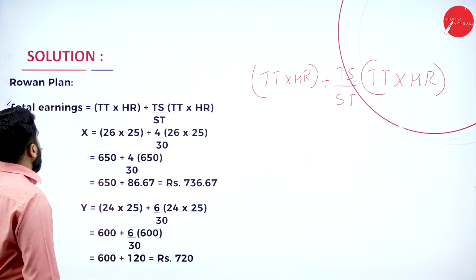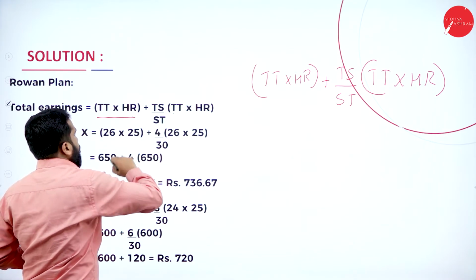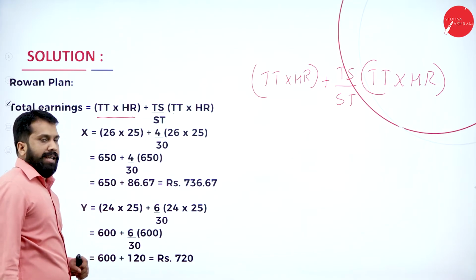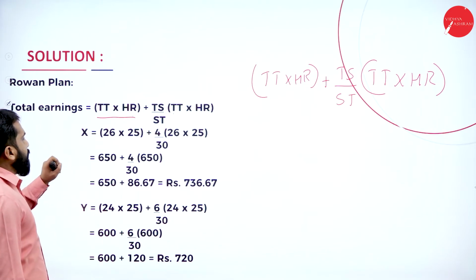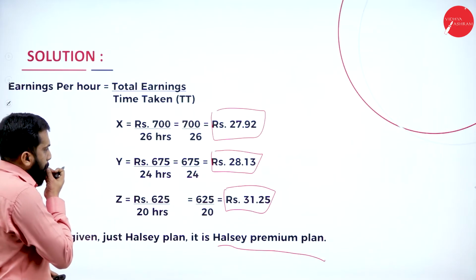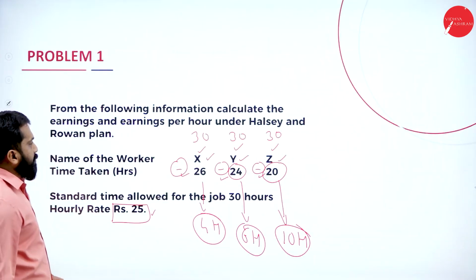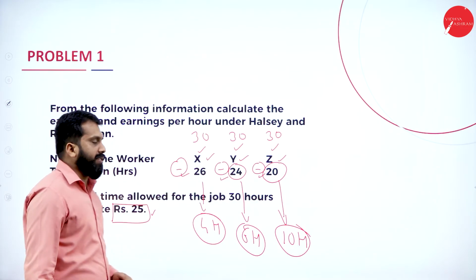Now, these are the informations you have. As per this row 1 plan, total earning is time taken into hourly rate, plus total time saved divided by standard time, time taken into hourly rate. Now, what is the time taken by X, 26? I'll go back to your question. As per the question, remember X 26, Y 24, Z 20.